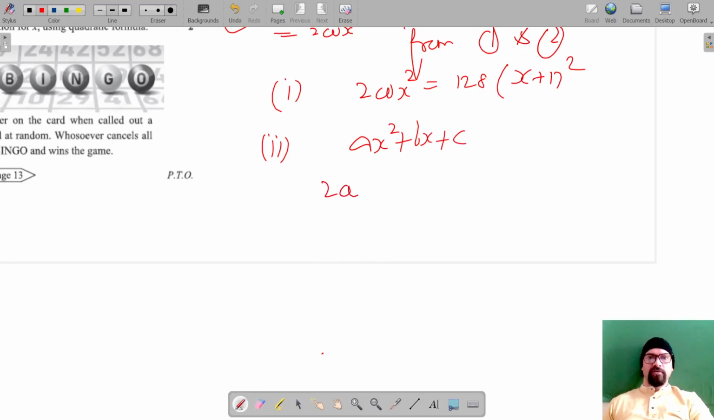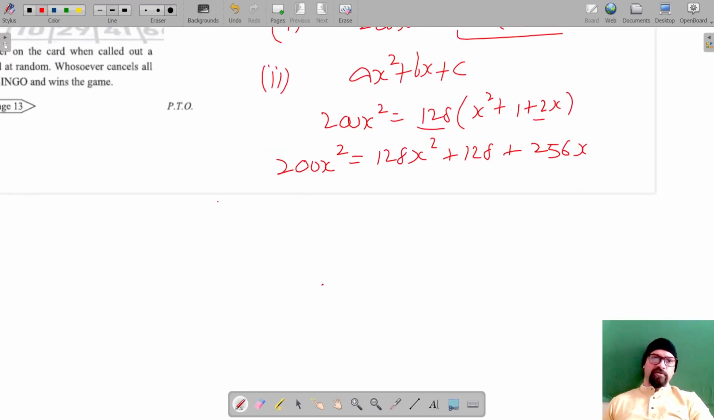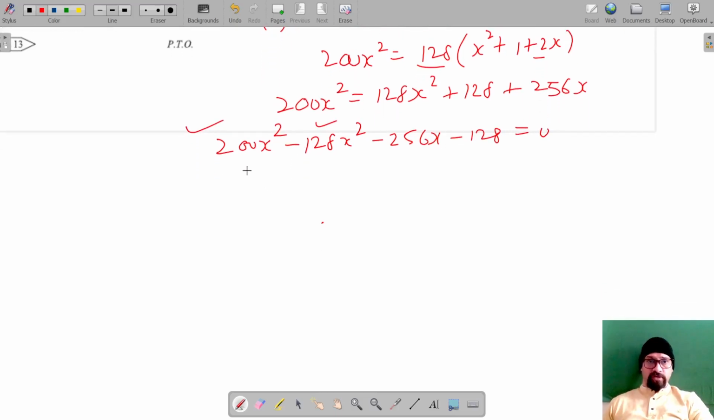Okay, so I'm going to open up the bracket. This is 128 into a squared plus b squared plus 2ab. So 200 x squared is equal to 128 x squared plus 128 plus 128 into 2, which is 256x. Now I'm going to shift all these to the left hand side. 200x squared minus 128x squared minus 256x minus 128 is equal to 0. So 200 minus 128 is 72, giving 72x squared minus 256x minus 128 is equal to 0.